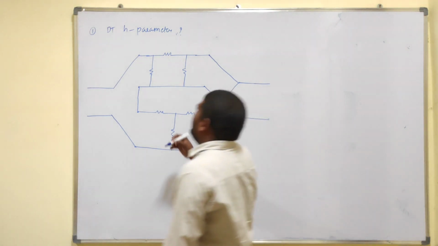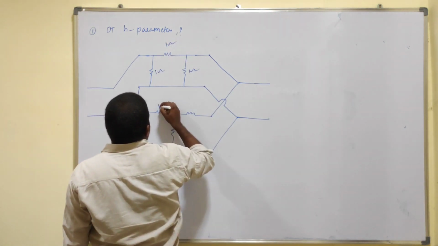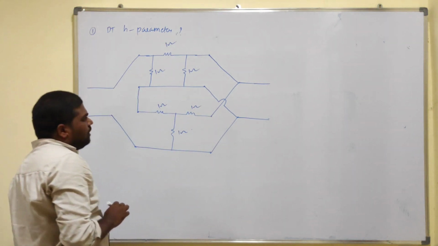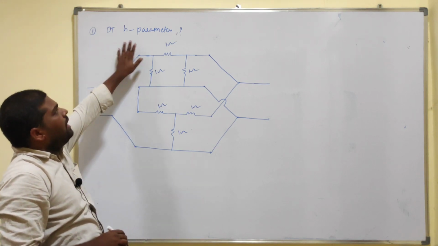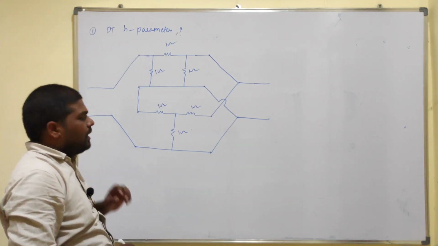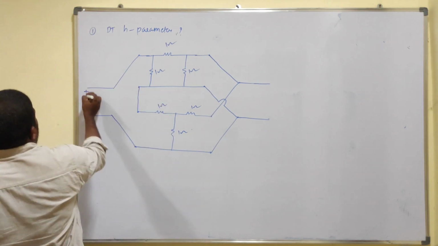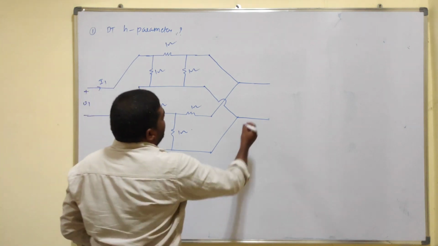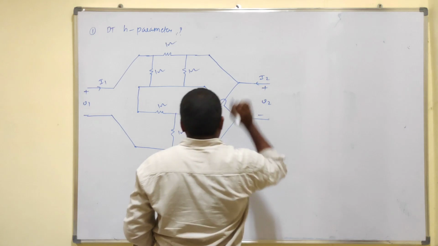Okay. So here we have 1 ohm, 1 ohm, 1 ohm, 1 ohm, 1 ohm, and 1 ohm. Okay. So this is your network. For this network, you need to find out the H parameters, right? Okay. Now just indicate here the V1 and I1 variables. Here V2 and I2 variables, right?